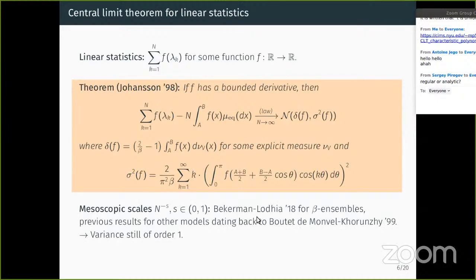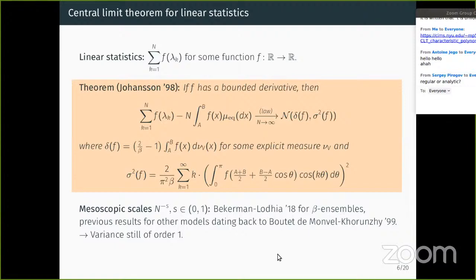So this type of result can be extended to what is called mesoscopic scales. Here it was macroscopic scale, f was a smooth function. Then one can consider a function f that varies on scales that are n to the negative s for s between 0 and 1. And n to the negative 1 is really the microscopic scale, the typical distance between particles. So here you take a scale which is between macroscopic and microscopic, and in that case you can still prove a similar theorem.